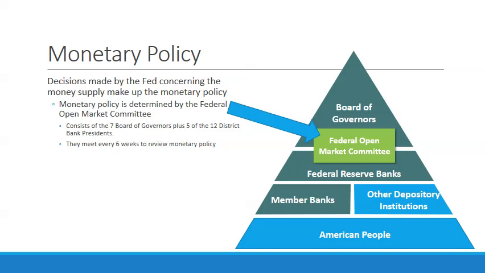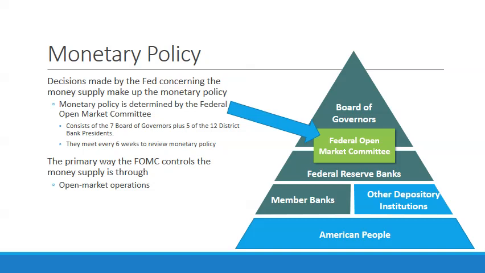So they meet every 6 weeks to review monetary policy. And when they sit down and review that policy, that's when they'll make changes to the money supply based on the different actions that they have available to them. So the primary way the FOMC controls the money supply is through open market operations. This is open market operations, the buying and selling of bonds.